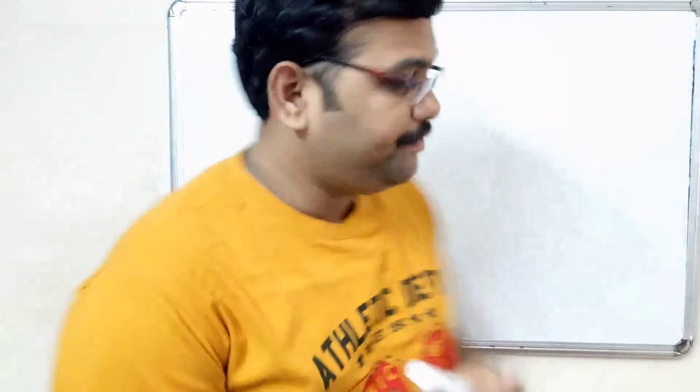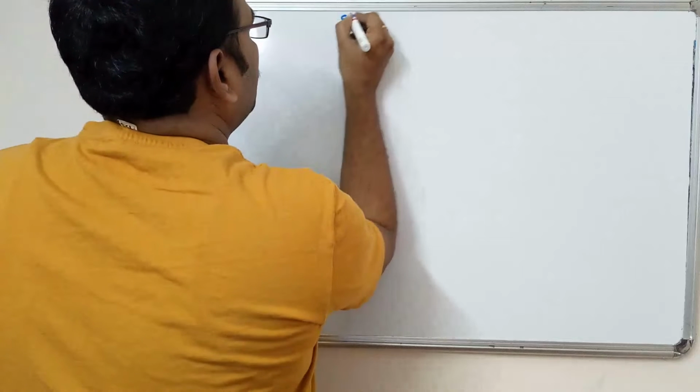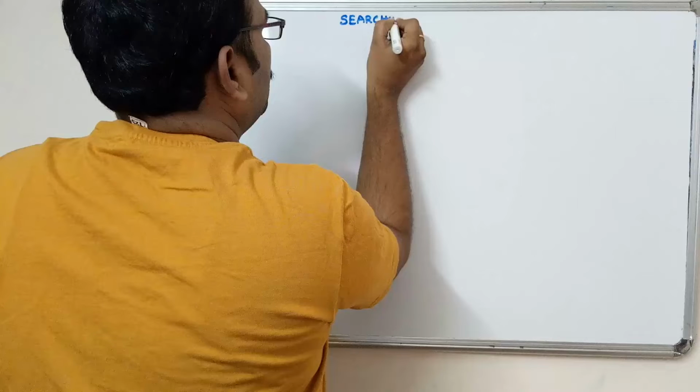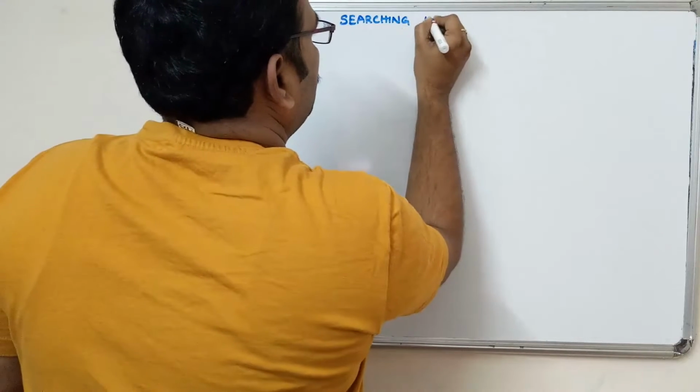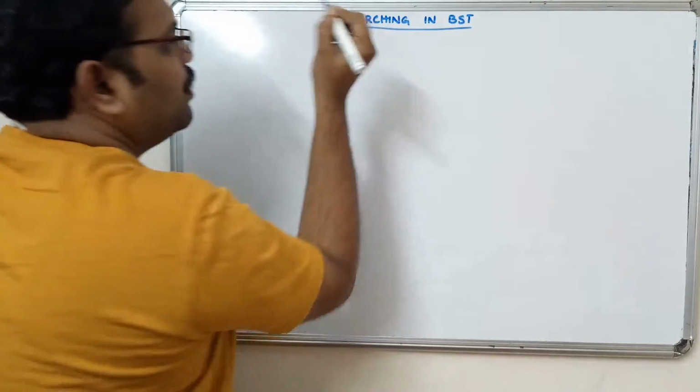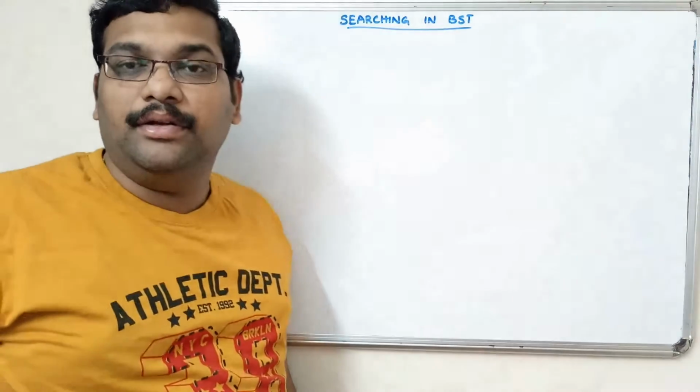In the previous session we have seen the deletion operation in binary search tree, that means how to delete an element from the binary search tree. In this session we will go with another operation, that is the searching operation. Searching in binary search tree.